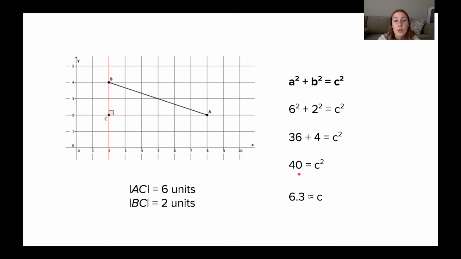It's not an even square. It's not like taking 25 and finding the square root, which gives us a whole number of 5. But our hypotenuse here, C, is 6.3, and it is still bigger than this side AC, and the hypotenuse is always going to be the longer side.